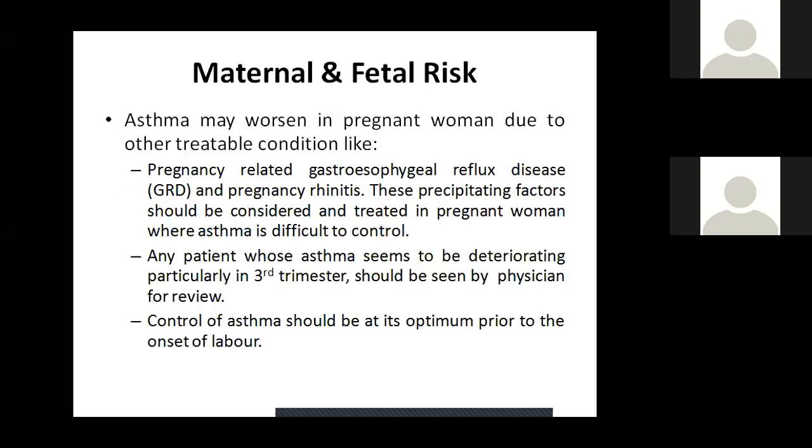Regarding maternal and fetal risk, asthma may worsen in pregnancy due to other treatable conditions, like gastroesophageal reflux disease or pregnancy rhinitis. These problems can precipitate asthma. Any patient whose asthma seems to be deteriorating during the third trimester should be seen by the physician, and appropriate control of asthma should be achieved before she enters labor.